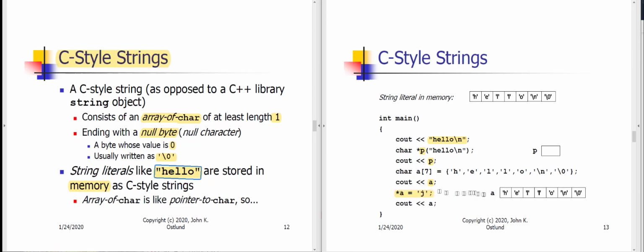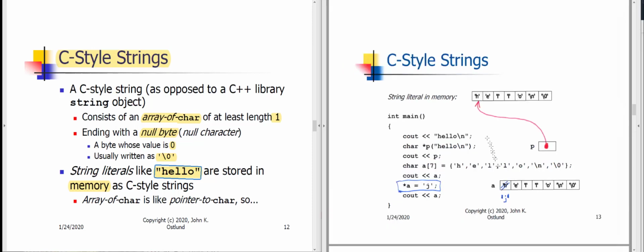Consequently, if I say star A gets J, that does actually replace star A, that is the first character in the array, with a J. So now I have Jello, not quite correctly spelled, in the array rather than hello. And this final cout statement displays Jello on the screen.